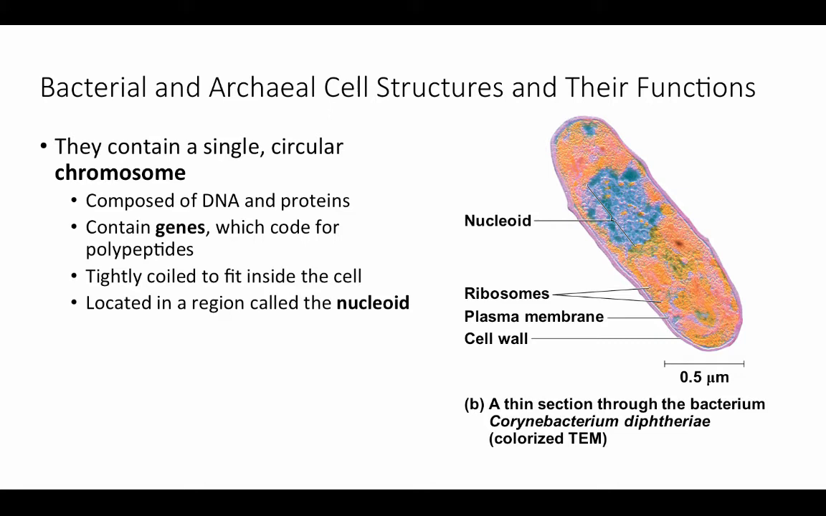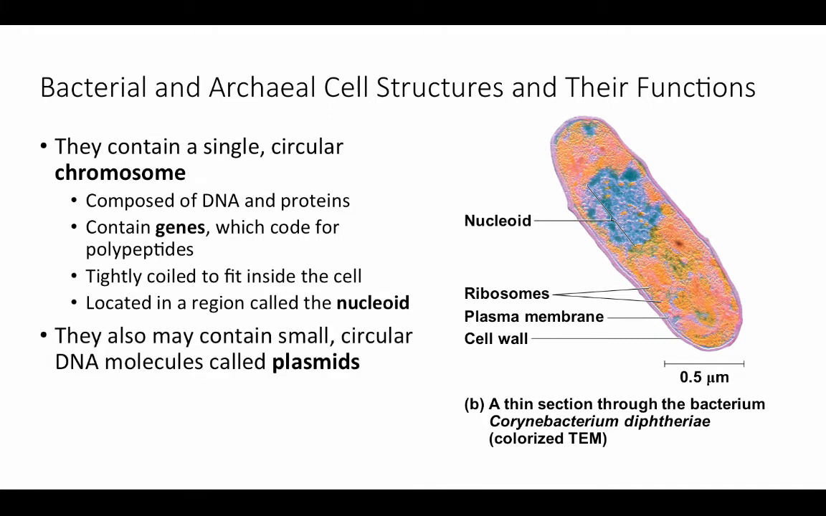The actual circular chromosome, if you were to stretch it all out, would be much, much, much larger than the cell. And it's sort of localized in a region of the cell called the nucleoid. It's not membrane bound, it's not physically separated, but it tends to be found in a particular location in the cell. They also may contain small, separate DNA molecules called plasmids. So again, these are circular and much smaller.